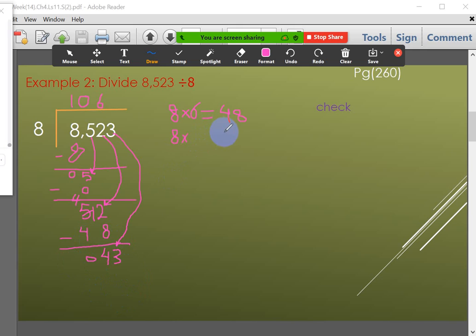Very good, Kenzie. Very good, Lana. Very good, Zain. 5 multiply 8 or 8 multiply 5 equals 40. Right? So 40 is the closest number to 43. So 43 divided by 8 equals what? Equals 5 in the ones digit. Now I will multiply the 5 with the 8. 5 multiply 8 equals 40.